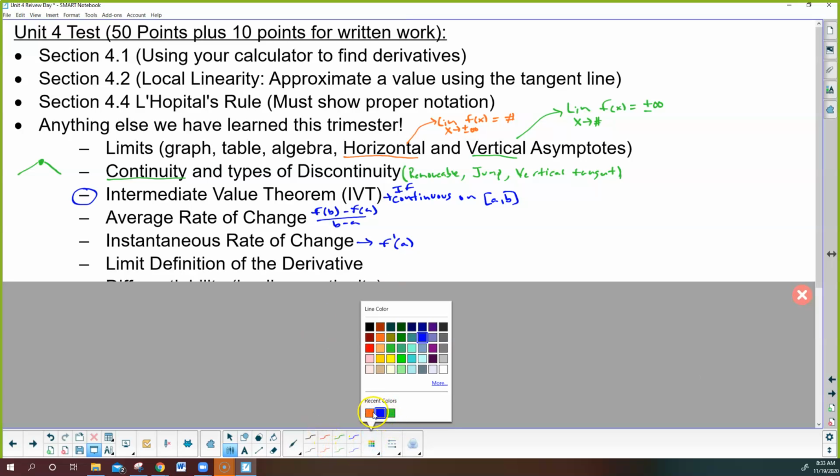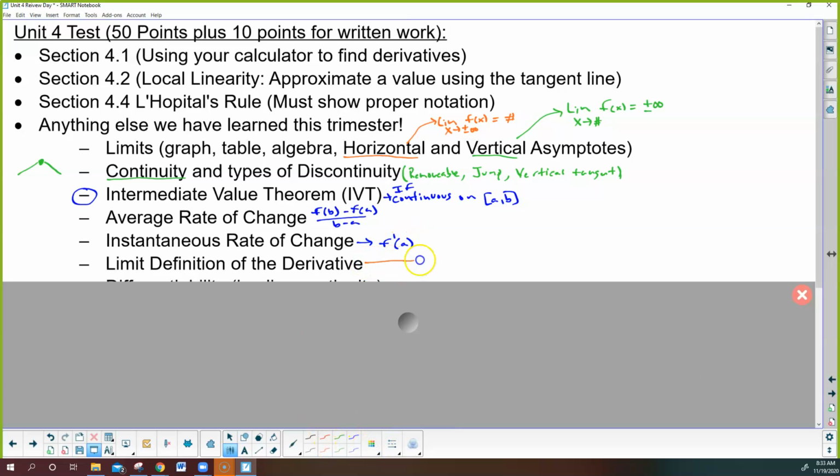Right? And then we have the limit definition of the derivative. Now, I'll just let you in on a little secret, we're not going to have you use the limit definition of the derivative. If you remember all that long algebra stuff, we don't need to do that stuff anymore. But we could ask you a question that involves this.